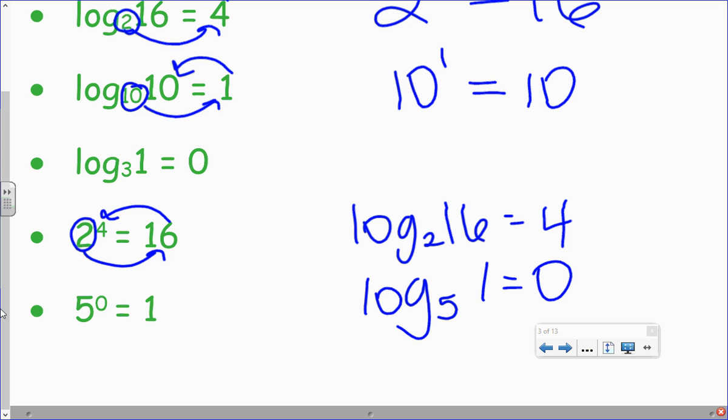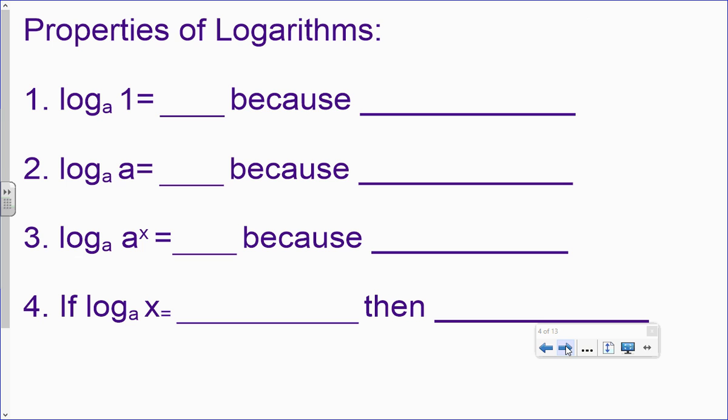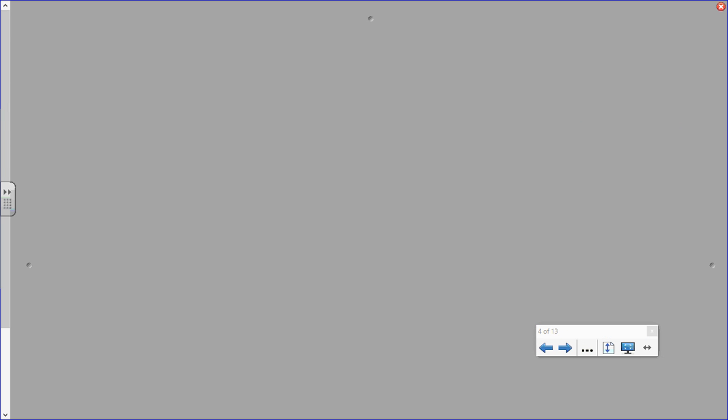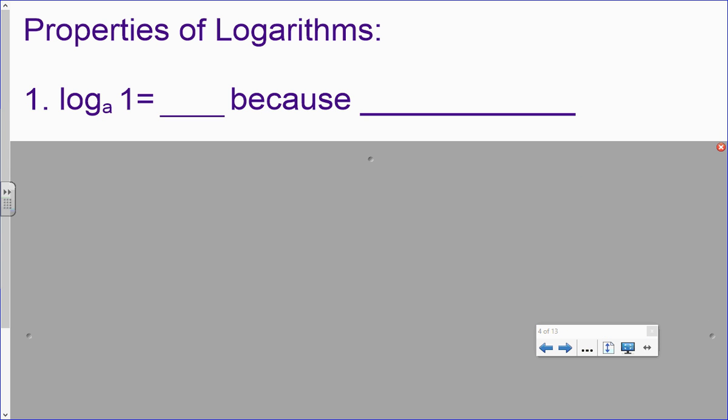Oh. Okay. All right. Let's talk about some properties. Properties of logarithms. There are 4 of them. These will help you. They'll make your life a little bit nicer if you can apply them to simplify. If you can understand how they work and be able to simplify them, they will save you some time in the long run. Okay, so log base A of 1 would equal what?